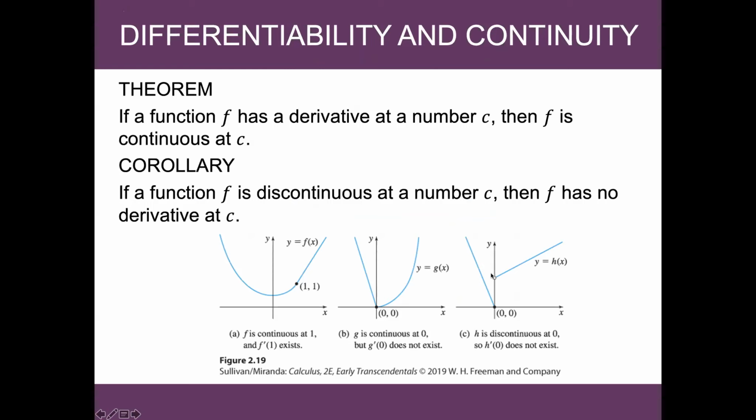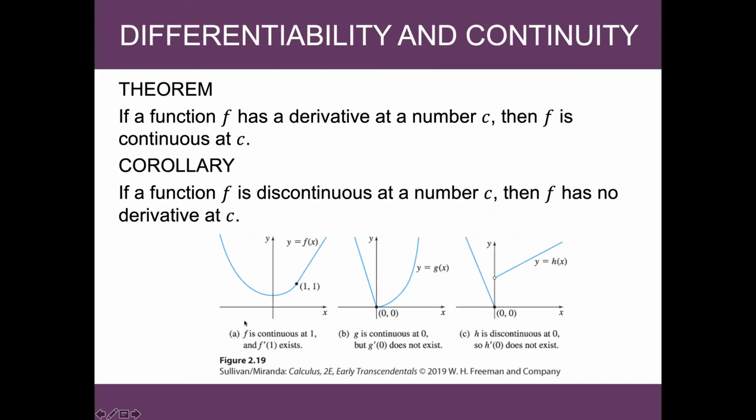If you've got a jump discontinuity like this, that's obvious. H is discontinuous at 0. H prime does not exist. H prime at 0 does not exist there. This says it's continuous, okay? This is continuous, but the slope coming from the right and coming from the left are different. And therefore, this is not differentiable either.